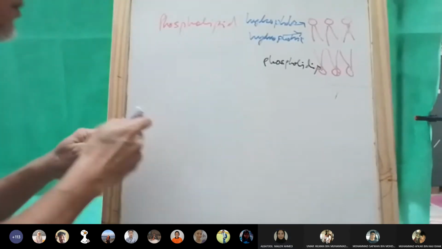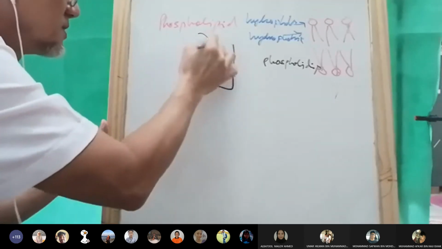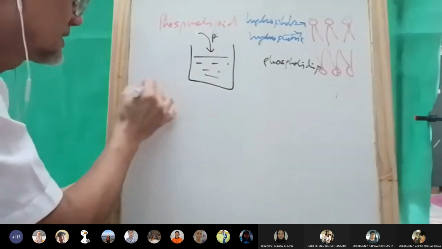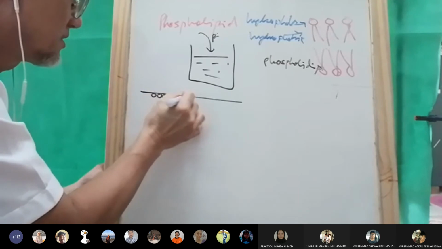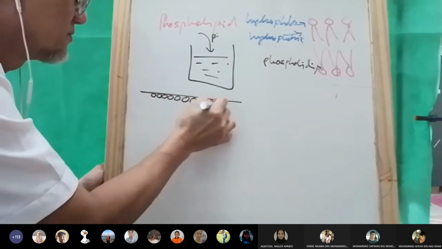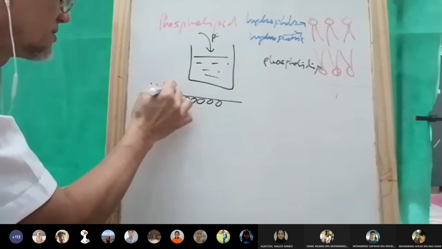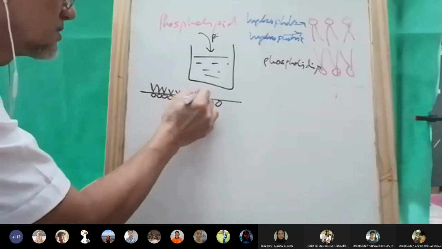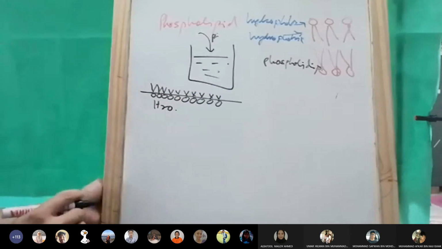Say we start with a beaker of water. If you just put phospholipids into the water, what will happen? It basically is going to form a single layer with the head in contact with the water phase and the tail in contact with the air, because the tail is hydrophobic, it doesn't like water. The head likes water, so it interacts with the water.